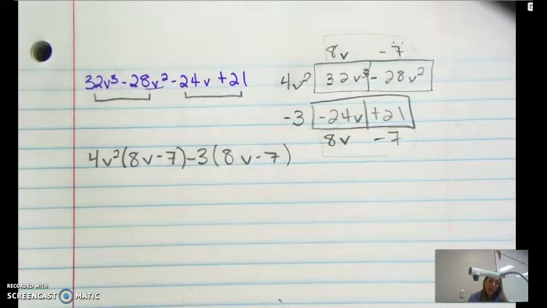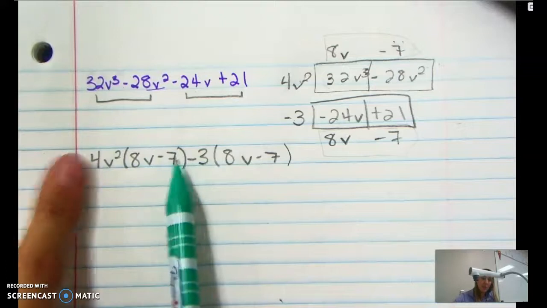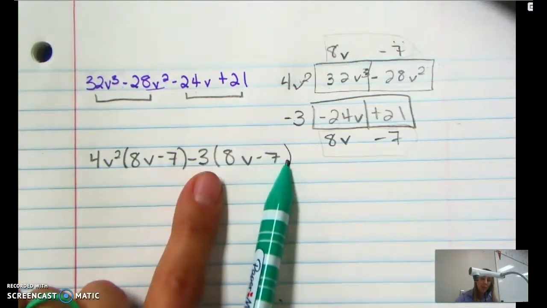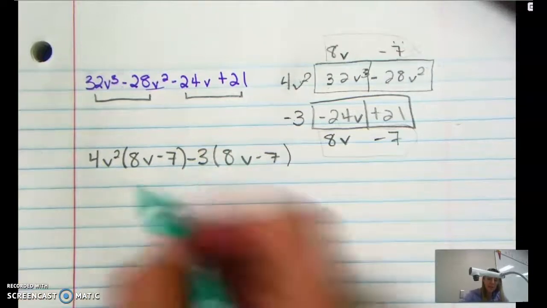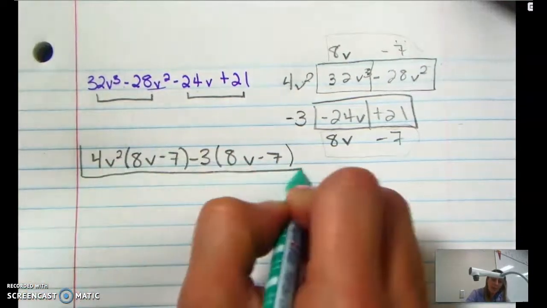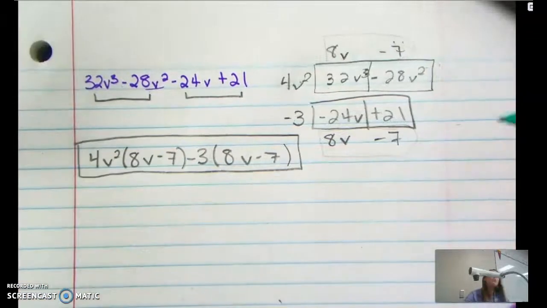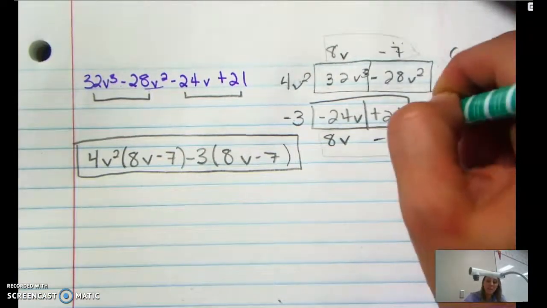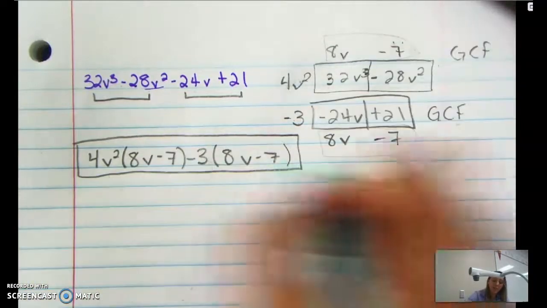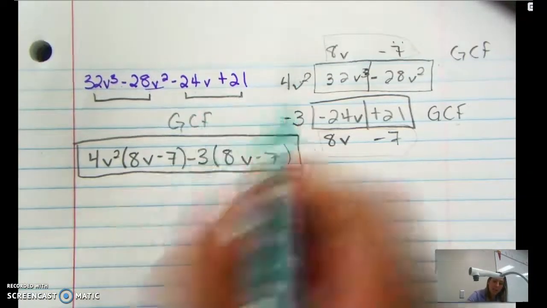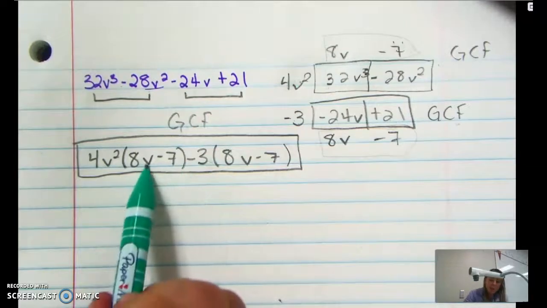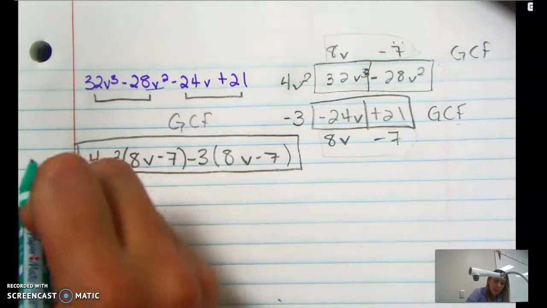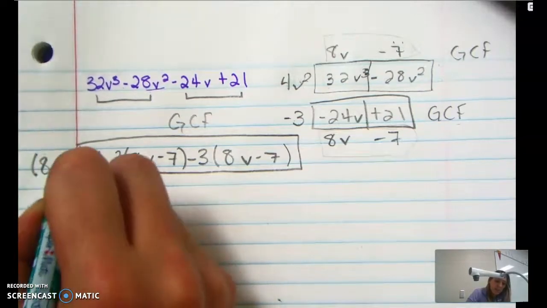So now we have one term here, because this is all multiplication, and the only minus sign is right here. And then we have one term here, because this is all multiplication. And so we are going to do a greatest common factor one more time. So remember when we're factoring by grouping, we do a GCF, and then we're going to do a GCF. So the greatest common factor between this one and this one, that whole quantity. So we're going to pull out an 8v minus 7.